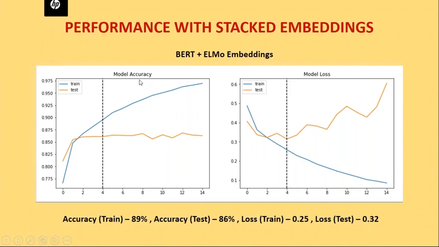So the next one is performance with the stacked embeddings. I have used the FLAIR API and I have stacked BERT as well as ELMo embeddings. After doing this, the training accuracy is 89% and the validation accuracy is 86%. So when I consider the context, I am getting a higher validation accuracy when compared to not considering the context.